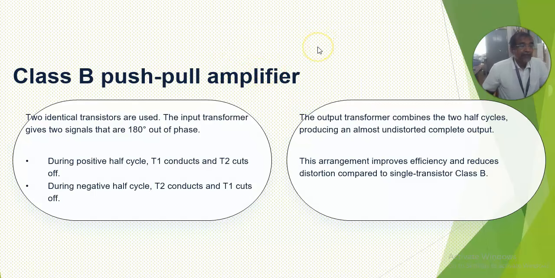Class B push-pull amplifier: two identical transistors are used. The input transformer gives two signals that are 180 degrees out of phase. During the positive half cycle, T1 conducts and T2 is cut off. During the negative half cycle, T2 conducts and T1 is cut off. So the output transformer combines the two half cycles, producing an almost undistorted complete output. The arrangement improves efficiency and reduces distortion compared to the single transistor Class B amplifier.